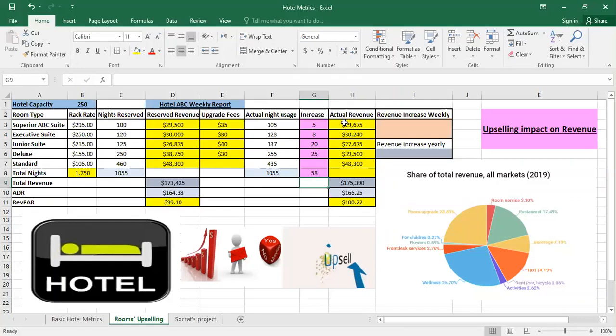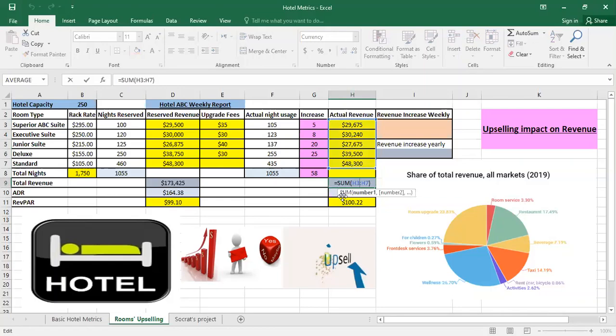Now, in order to calculate the actual revenue, here it was already calculated. However, I will show you how it's calculated. So it equals the reserved revenue that we already had, plus the increase. We have an increase by 5 rooms, okay? It means upgraded to superior from executive suite. How much did the guest pay? $35. Okay. I will do the second one in order to show it to you. So it equals what was reserved plus the increase. That means we have 8 additional that were upgraded from junior to executive. And how much did they pay? Times $30. And like this, we can drag it, and you will see that we will have the same numbers.